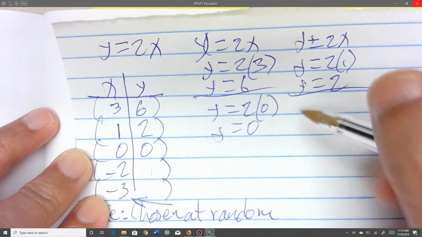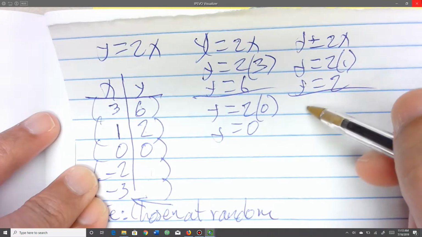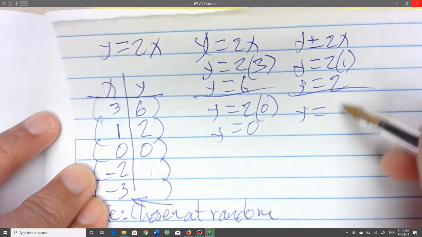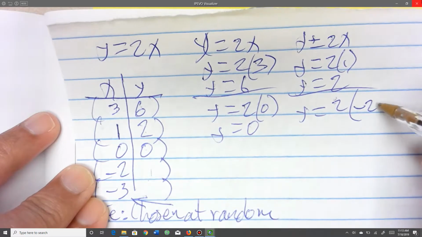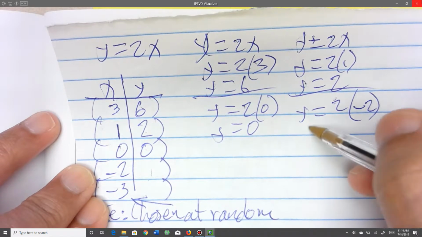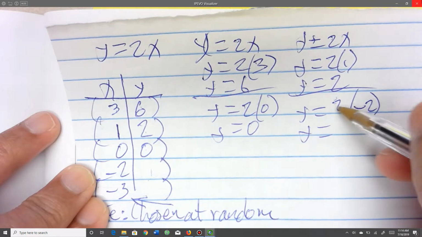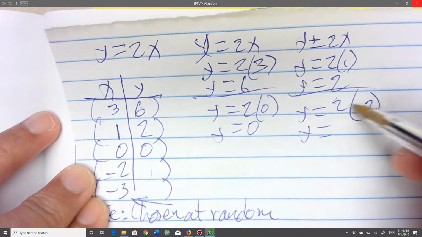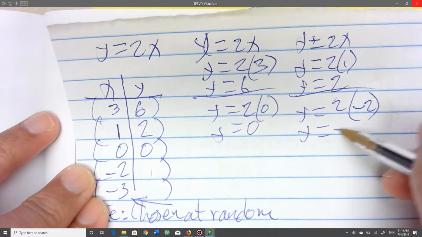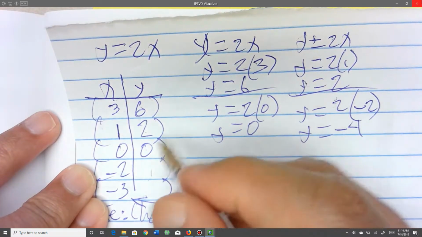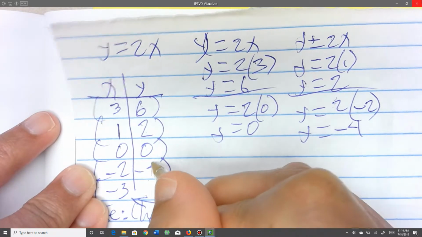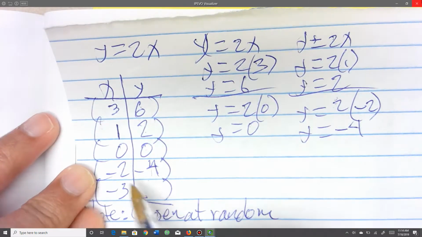All right. So what about this one? Well, let's substitute -2 for the x, and positive and negative multiply times a negative, it's gonna give me a -4. So that's the ordered pair, -2, -4.